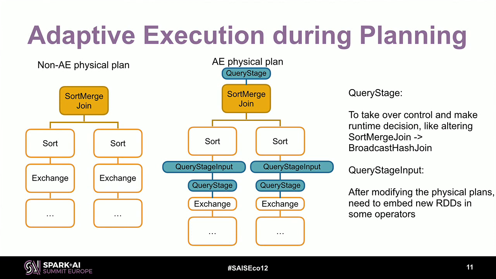In the middle image, we can see the adaptive execution version of the execution plan has some more operators than the leftmost one, which are query stages and query stage inputs in the blue box. These two operators will make it possible to alter the sort merge join at runtime. This case, we will see in later slides.